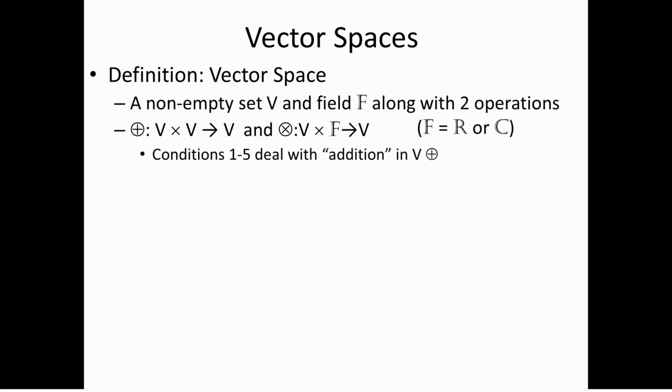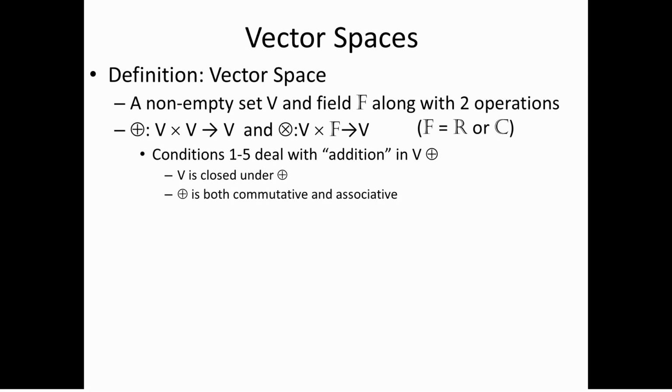The first 5 conditions have to do with addition. It says that V is closed under addition. And again, to make sense of this, just go back to what you know about vectors. Closed under addition means if you add two vectors, you get another vector, right?